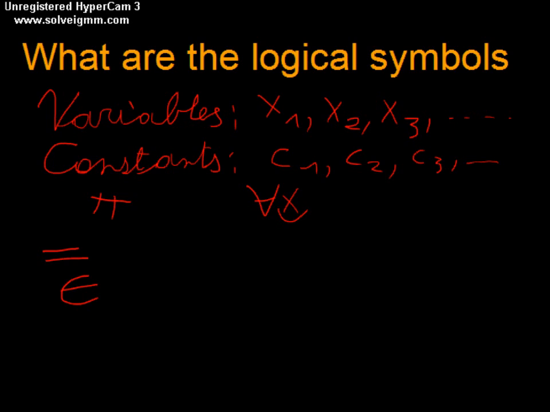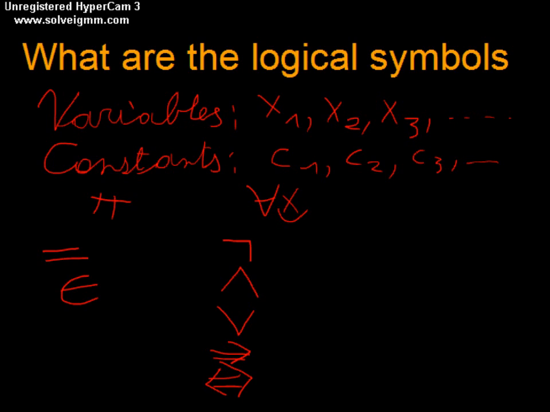And then we have some connectives. We have the connective negation, it negates a formula. We have the connective and. We have the connective or. We have the connective implies, and we also have the biconditional.